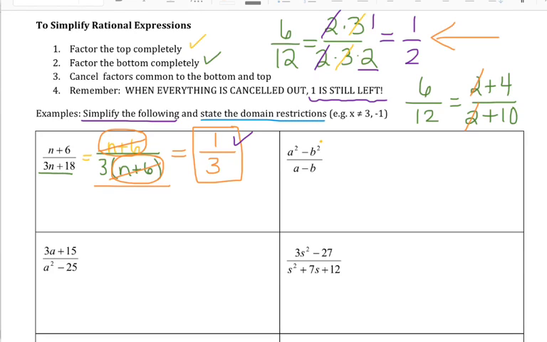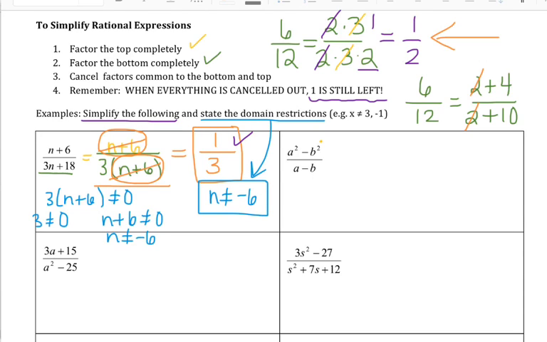To state the domain restrictions, we want to do that before we simplify. So we're going to set the denominator equal to 0 even before we start crossing things out. So I have 3 times n plus 6 cannot equal 0. We know that 3 doesn't equal 0, so that's not a problem. But could n plus 6 equal 0? You sure could if n was equal to -6, and I got that by subtracting 6 from both sides. So the second part to my solution is that n cannot equal -6, and those are the domain restrictions here.